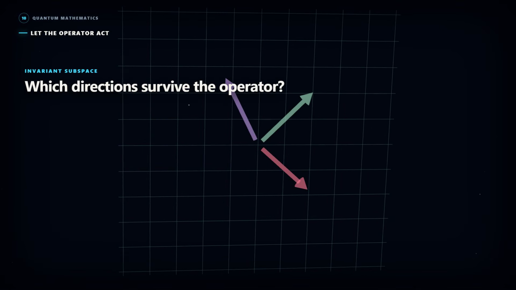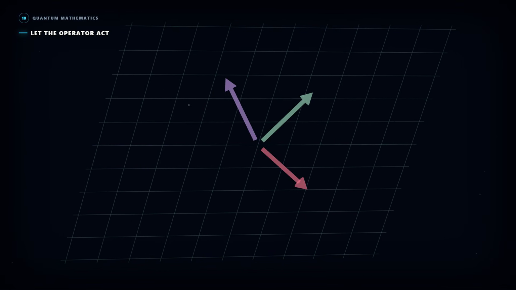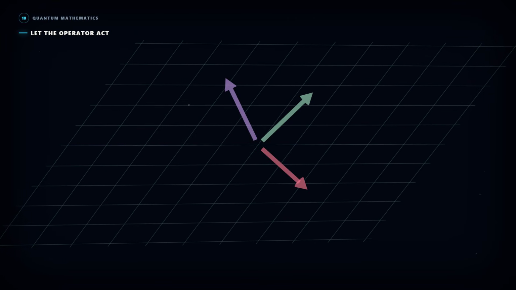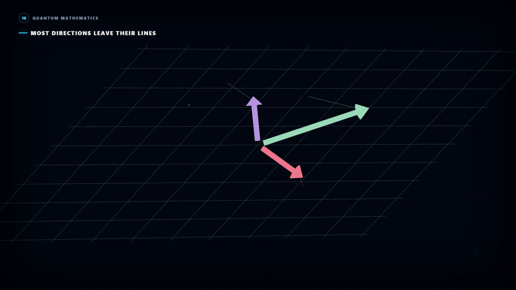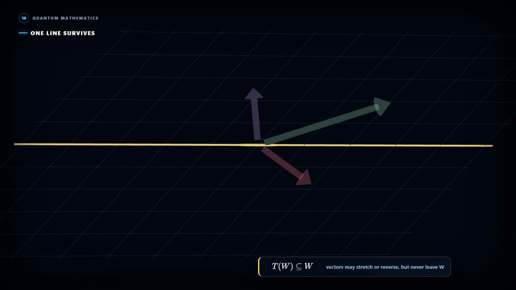One final question prepares the next lesson. Let a linear operator T act on the full vector space. The command lattice shears and stretches. Most test directions leave their original lines. Their transformed vectors point somewhere new. But one luminous line behaves differently. Every vector beginning on that line is transformed into another vector on the same line. Its length may change, its direction may reverse, yet it never escapes the line. That line is a one-dimensional invariant subspace. T maps the subspace back into itself.